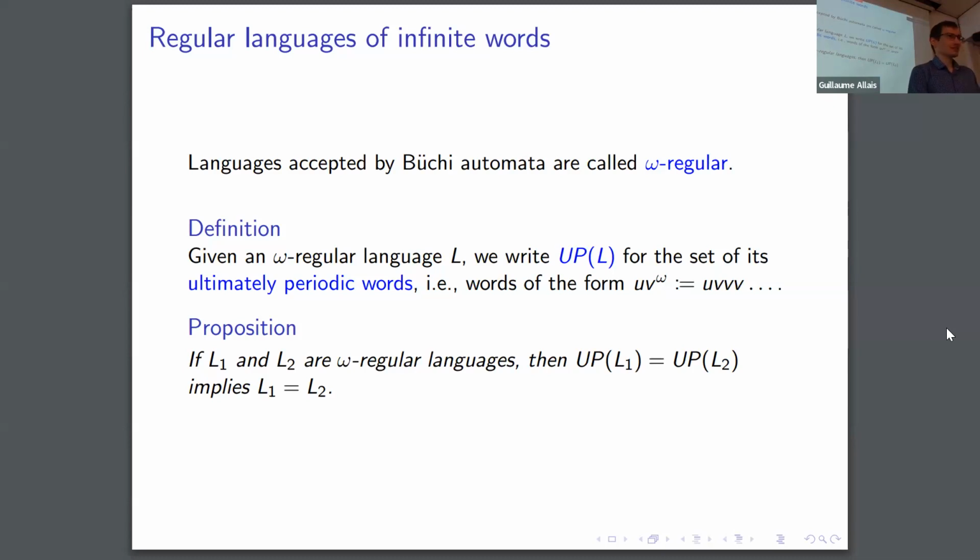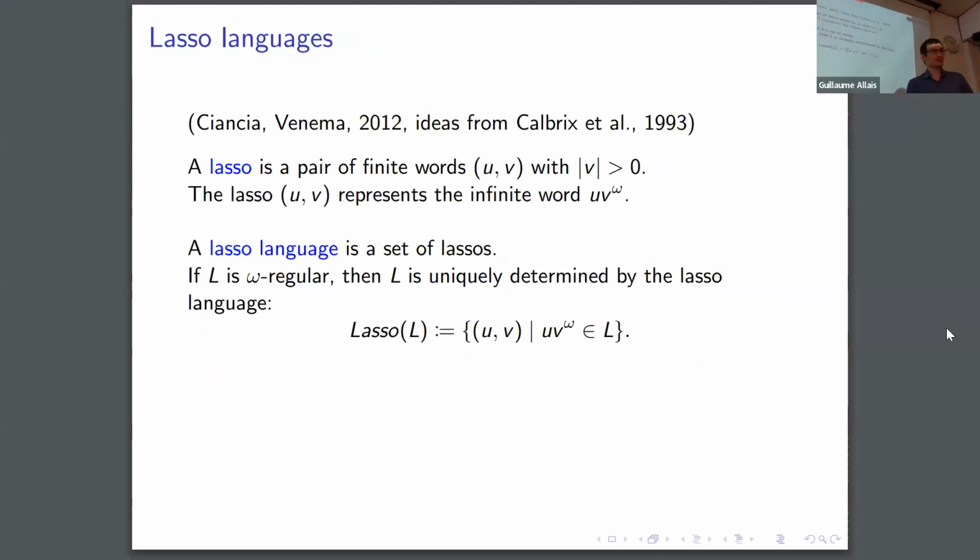I was saying that the benefit of working with ultimately periodic words is that they are a lot more finitary. And what I mean, I'm going to explain with this notion of a lasso. I'm going to represent ultimately periodic words as lassos, and a lasso is just such a pair u comma v, where v is non-empty, because the repeating part of the word has to be non-empty. And this u comma v here just represents the ultimately periodic word u v to the omega.